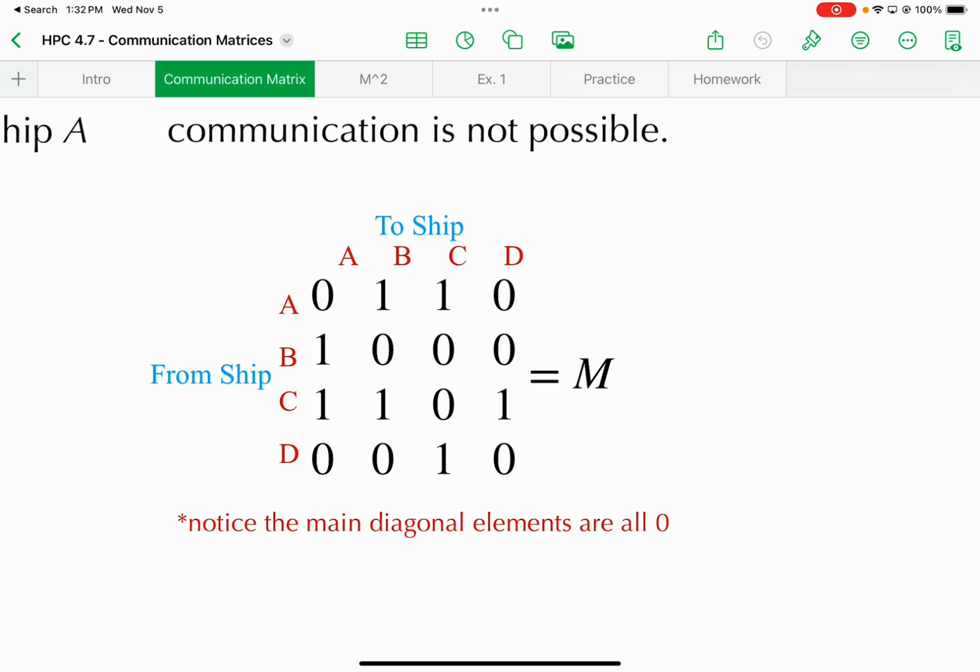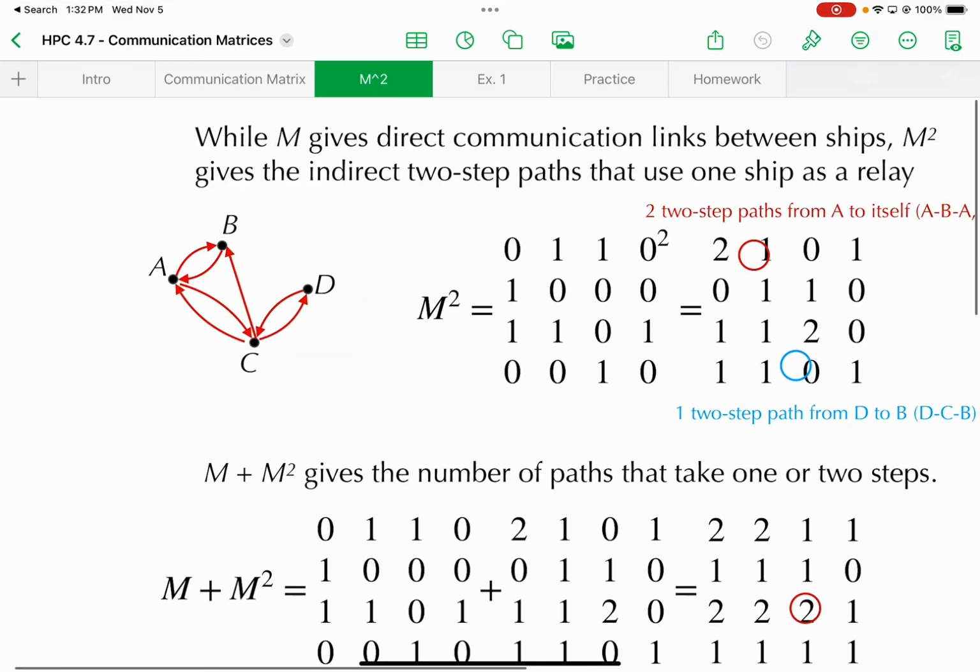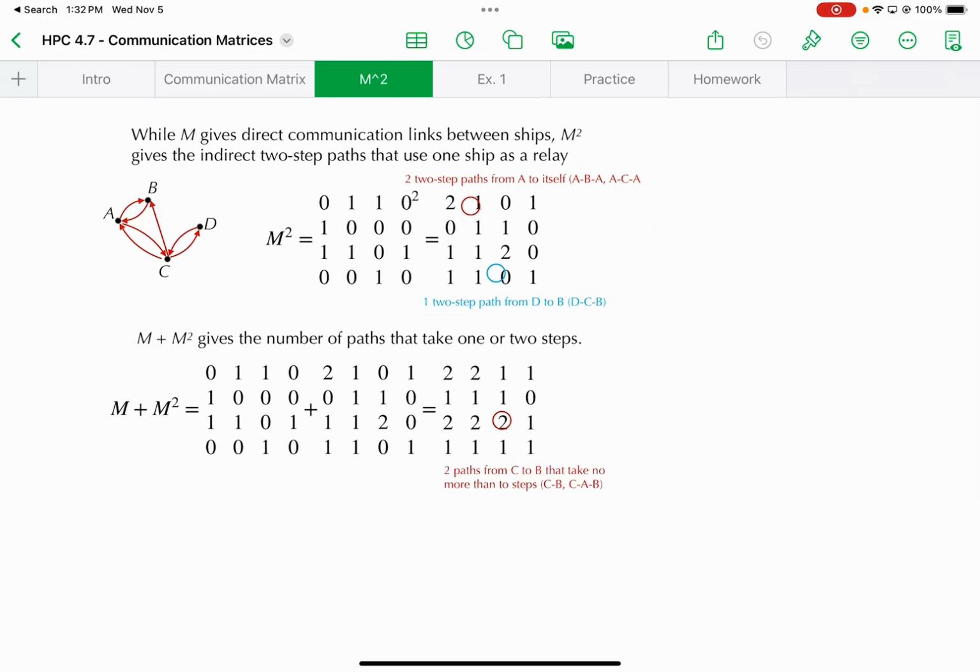Why are the diagonal elements 0? You can't communicate with yourself. Why would we have an interest in communicating to ourselves, right? There's no arrow shown that does that. We will talk about that in a second, though. So that's what M looks like. That's our communication matrix. If I square that matrix, that has other information that relates to it as well.